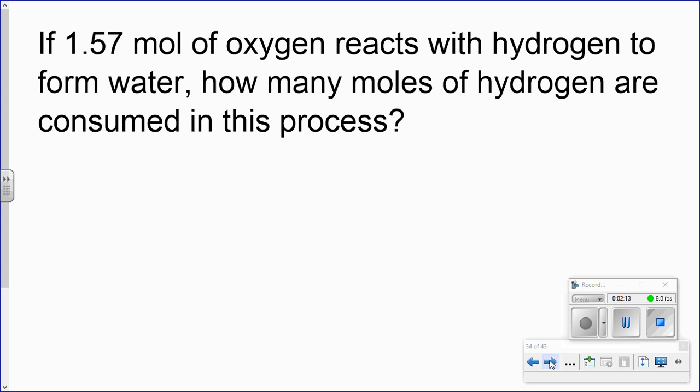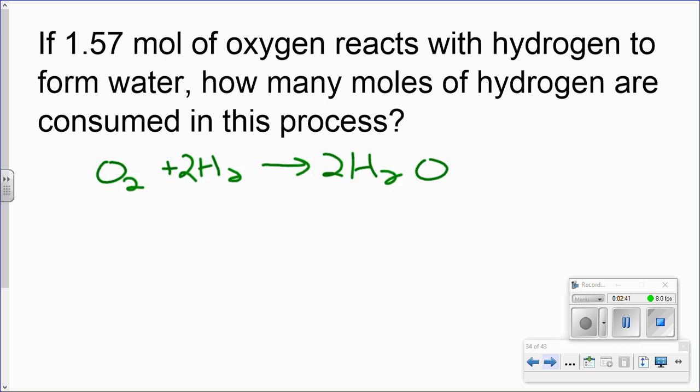It says, if 1.57 moles of oxygen reacts with hydrogen to form water, how many moles of hydrogen are consumed in this process? So the first thing we've got to do is write a balanced equation. Oxygen reacts with hydrogen to form water. Balance the equation. I need a 2 here and a 2 here. Okay, good. How many moles of hydrogen are consumed in this process?